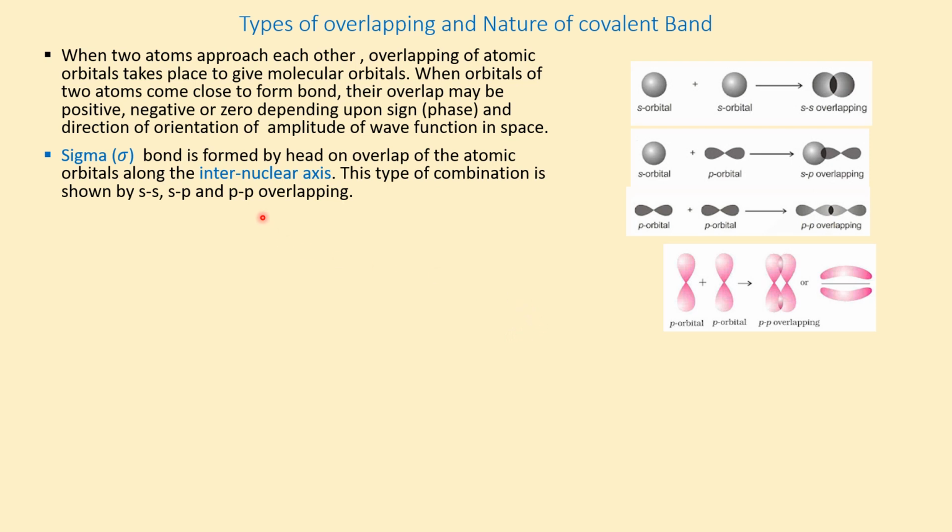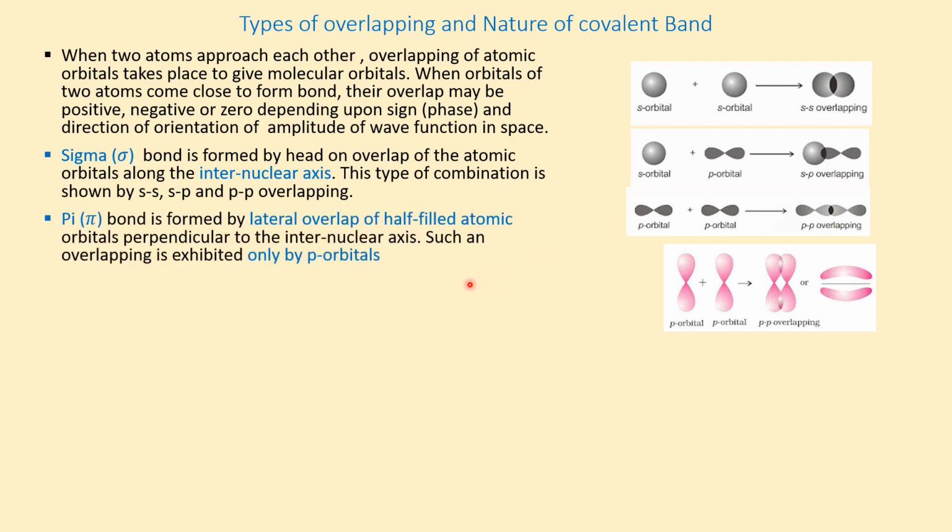The third case is p-p overlapping. This p-p overlapping is also shown on your screen with two dumbbells. This is one p orbital and this is the second p orbital. Both of them combine, that is, p orbital plus p orbital overlap to form p-p overlapping, and the darkened part is the overlapping area.